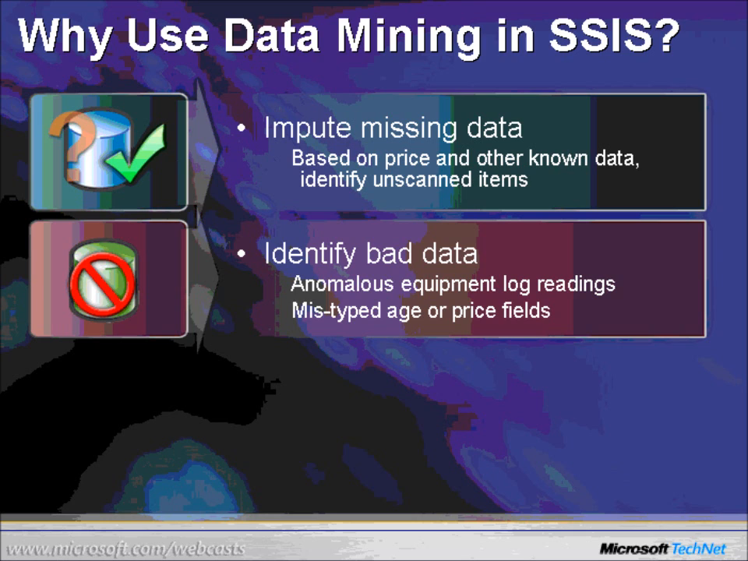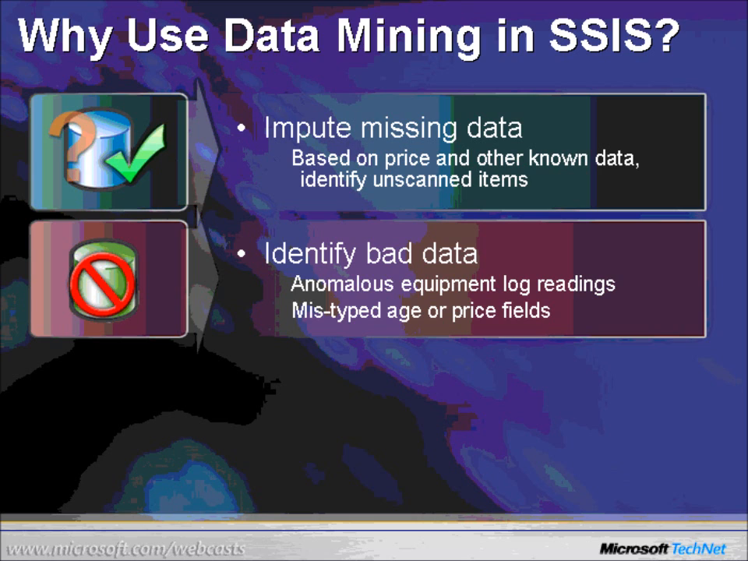You can also use a data mining model in a data flow to help identify bad data. For example, anomalous readings from equipment logs that fall outside the range of acceptable values. It can be complicated to write a set of rules to describe the range of acceptable values because there might be so many different parameters. With data mining, though, you can compare incoming readings to a known good set of readings to help determine anomalies.